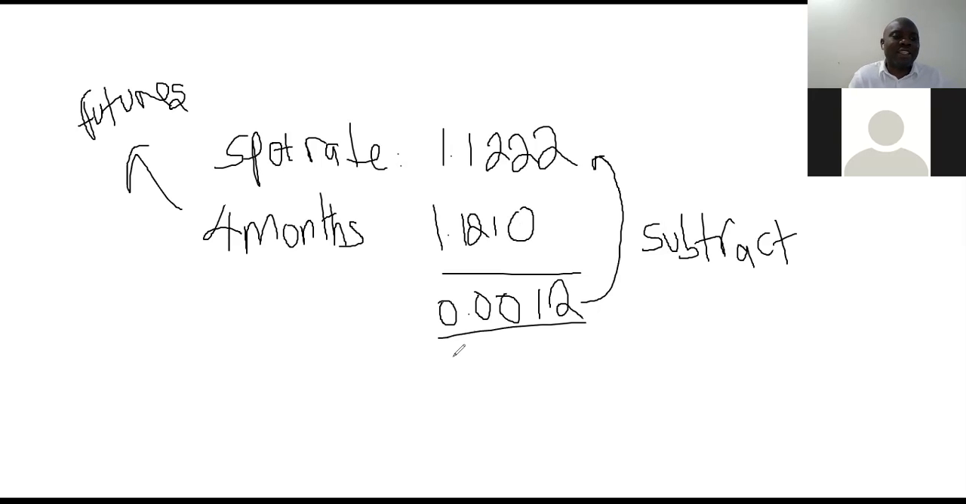Use the 3 months figure instead of the 6 months figure that we used. Let's see what figure you get.